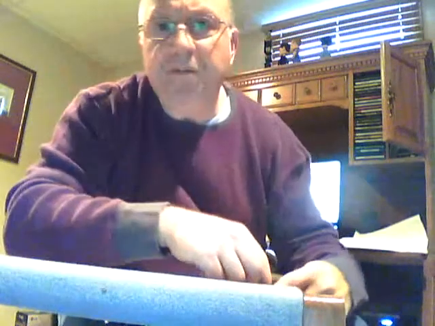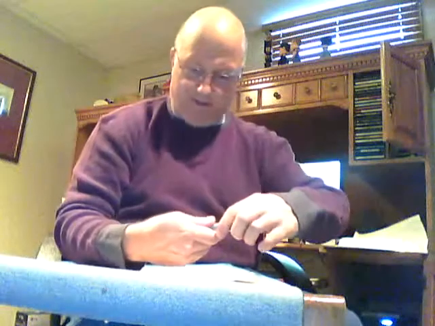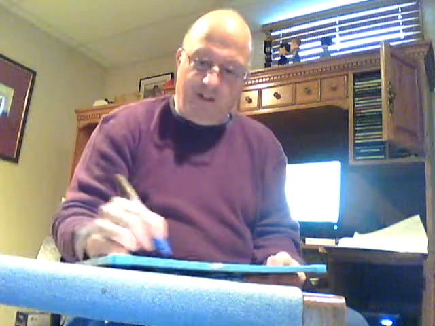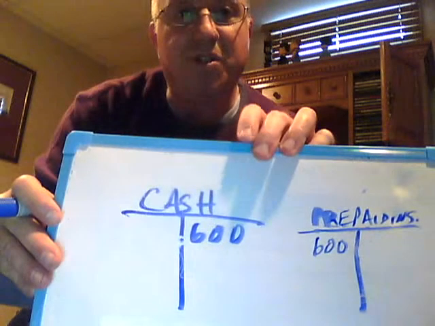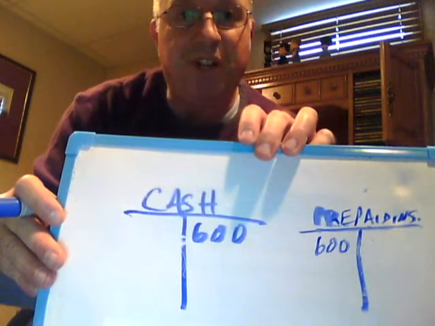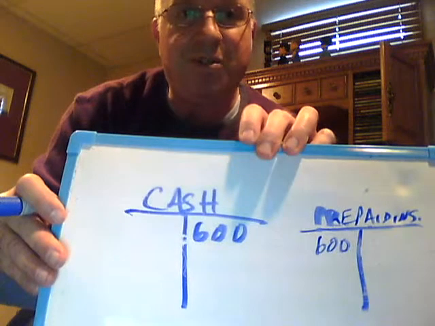So again, here we have a $600 decrease in cash, and we have an increase to the asset account prepaid insurance, or a debit of $600, as shown in these T accounts. Okay?